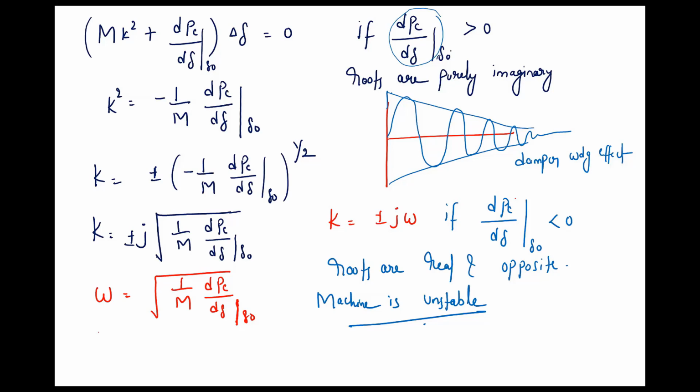And the second most important point: the frequency of oscillations made by the rotor for a small disturbance is given by omega equals square root of 1 by M into dP by d delta at delta naught, so many radians per second. Discussing the roots, omega is equal to square root of 1 by M into dP by d delta at delta naught. Understand?